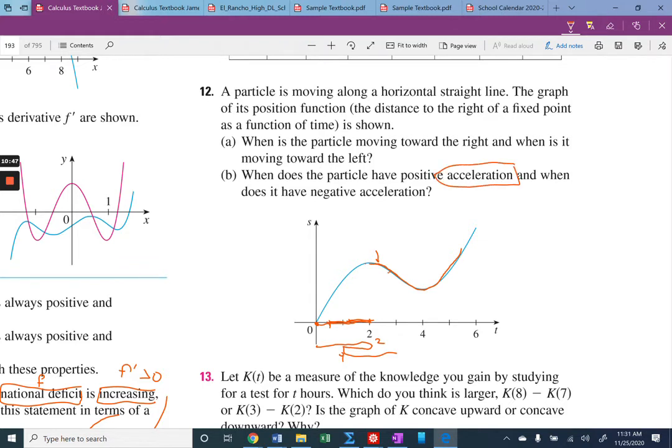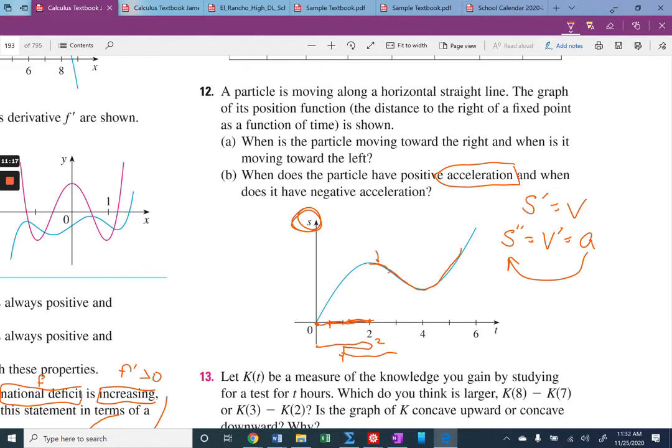What we have here is the position function s. This is the acceleration. If you remember, we said that the derivative of the position function is the velocity function, and the second derivative of the position function, which is the first derivative of the velocity function, is acceleration. So the acceleration is the second derivative of the position function. What features of the graph tell us about the second derivative, or how does the second derivative relate to the graph?